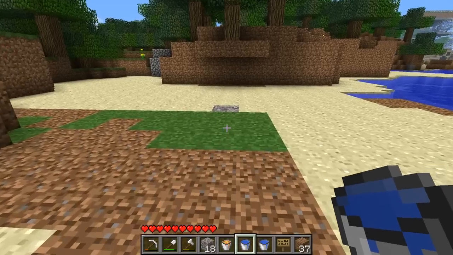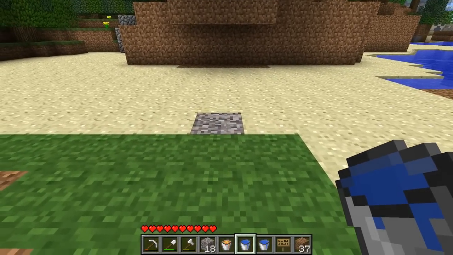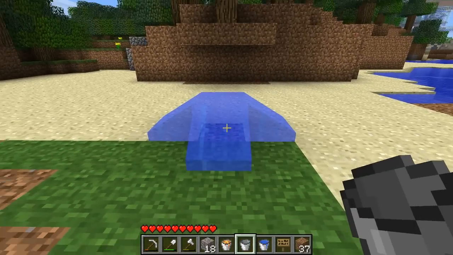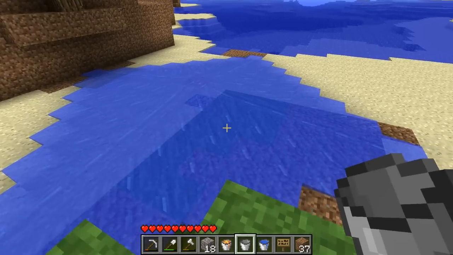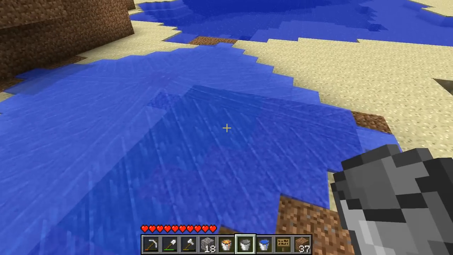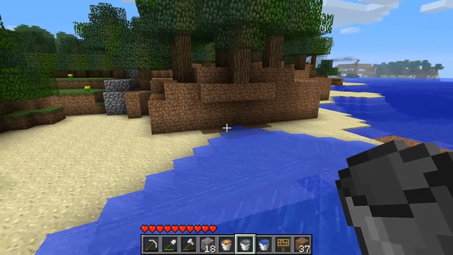In a large flat area, a water source will flow out 7 blocks all around itself, which looks like this. Because of the way it flows diagonally, it creates a diamond shape rather than a circle.